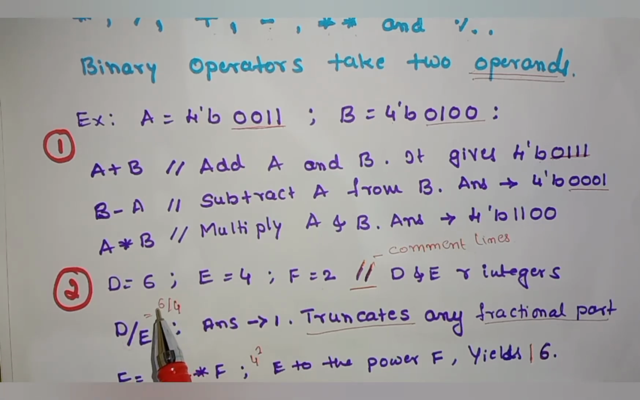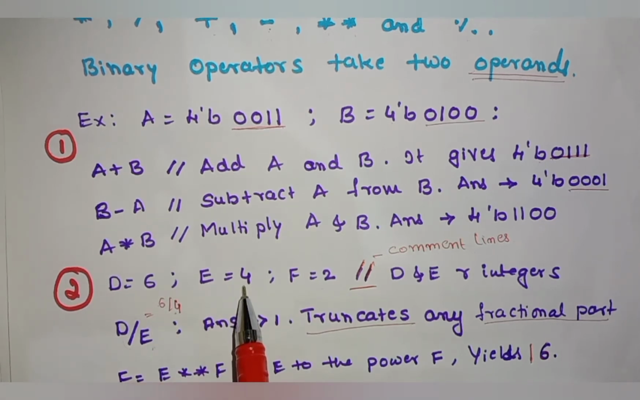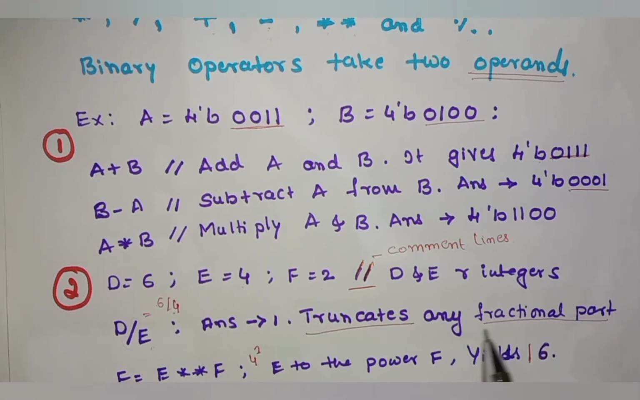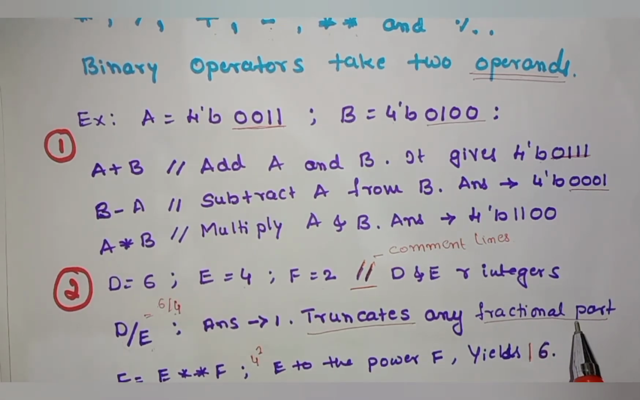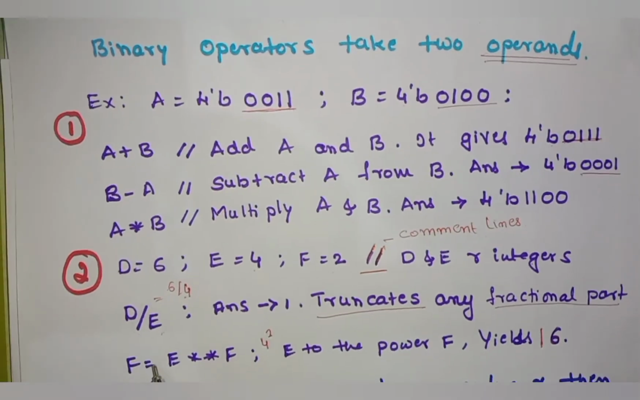If you divide 6 by 4, it should give 1 point something. But because of these two integers you have declared, the answer is 1. That means it truncates any fractional part.